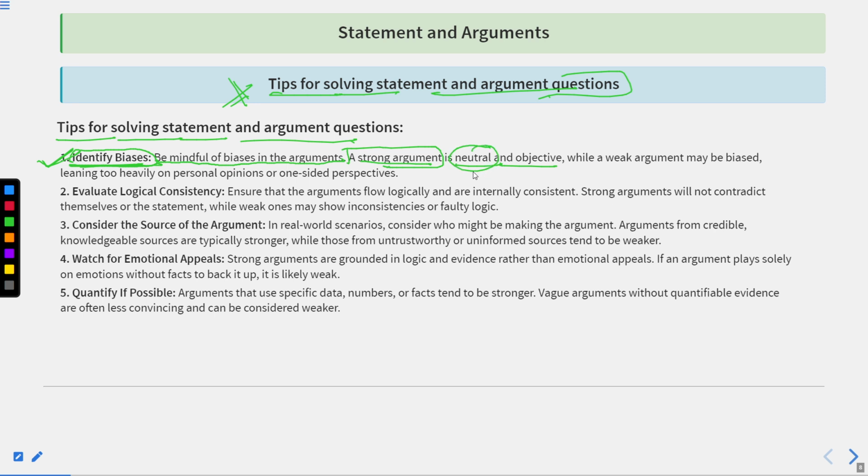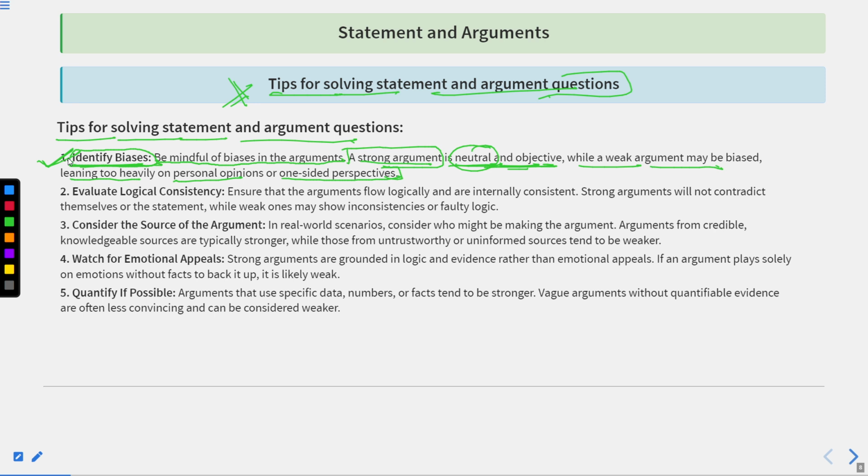Neutral means it should not be biased toward one particular perception. You should not be biased toward the argument being given just because you feel that this answer might be right. The tip is that a strong argument is neutral and objective, while a weak argument may be biased, leaning too heavily on a personal opinion or one-sided perspective. That is why it is important that you identify biases. If an argument provided along with the statement is biased toward one particular perception, that argument has to be rejected, because it is not neutral.